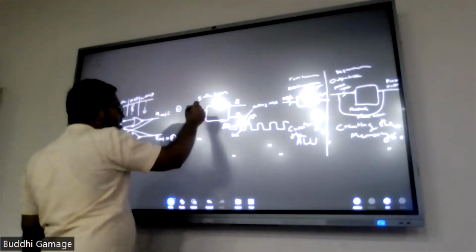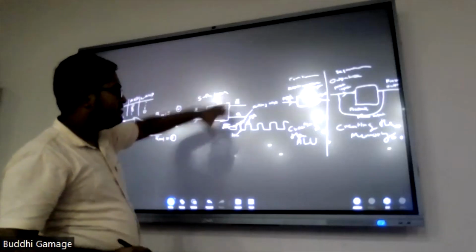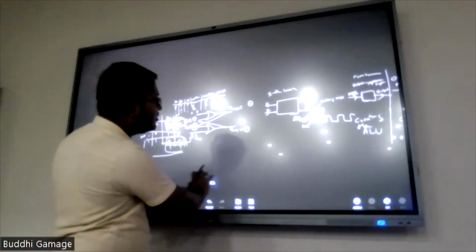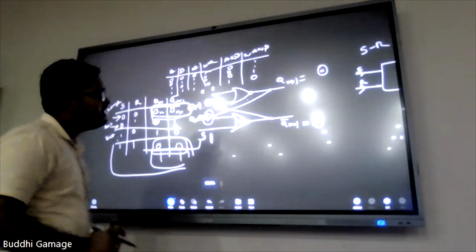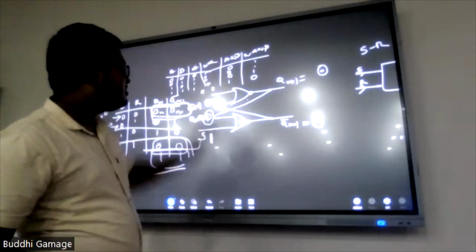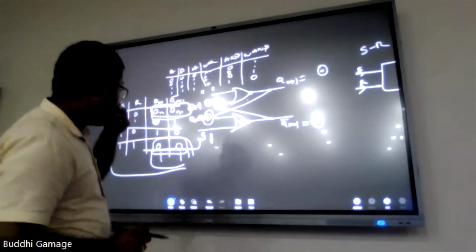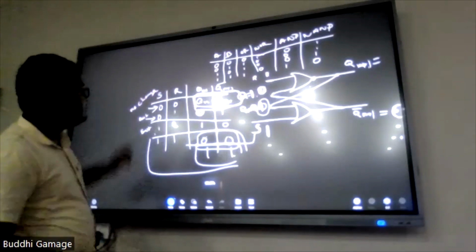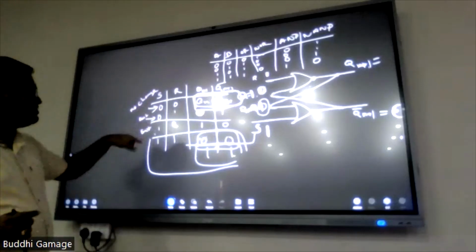That means there are set and reset inputs, and outputs are Q and Q bar, right? So we can draw the SR latch by using two NOR gates or two NAND gates, and the truth table is this: S and R. So there are 4 states: 0, 0, 0, 1, 1, 0, and 1, 1.